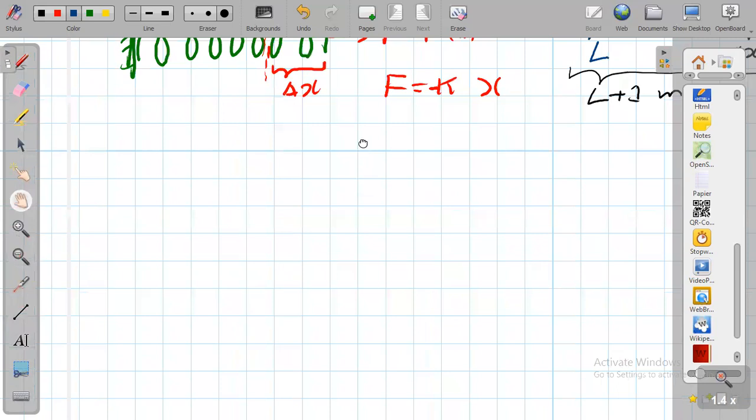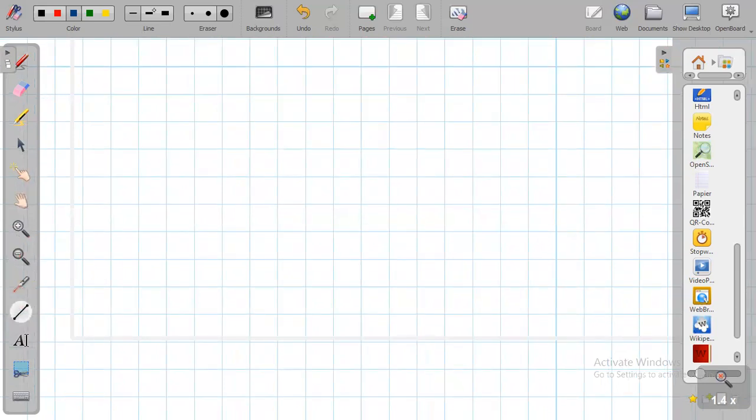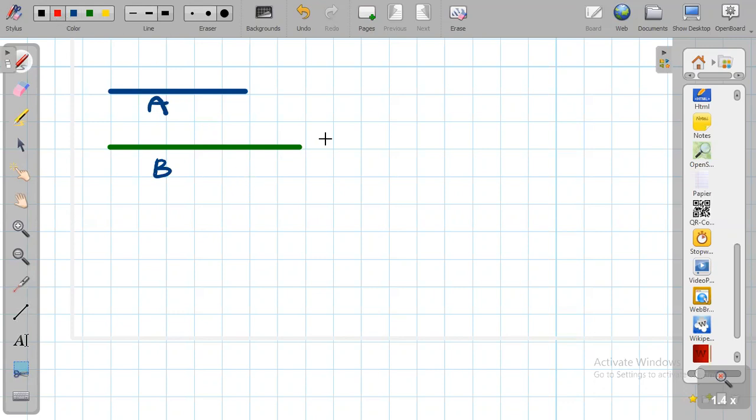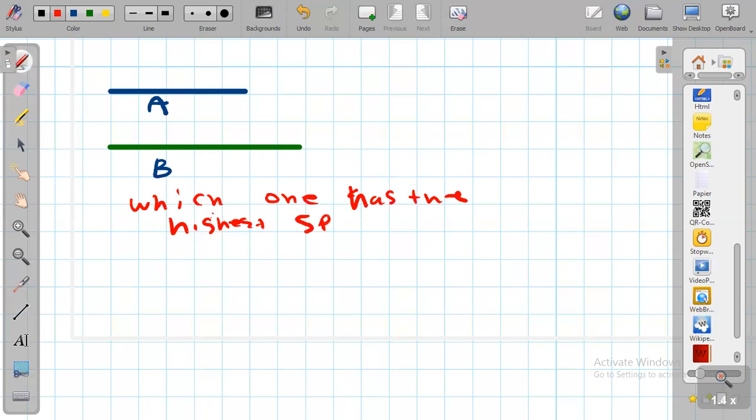Right. Now tell me, with your proper understanding, this is one spring, this is another spring, right? I mark this one as A and this one as B. Okay. Which one has the highest spring constant?